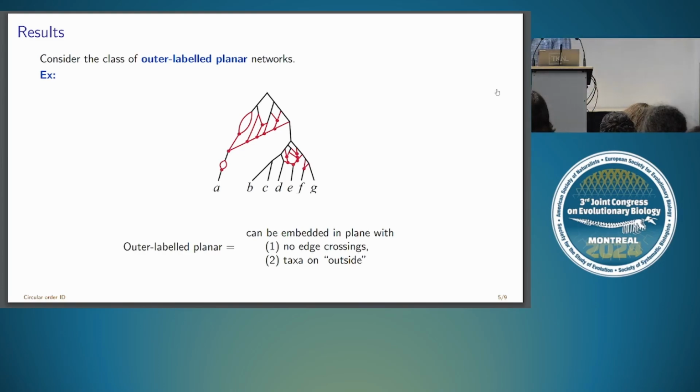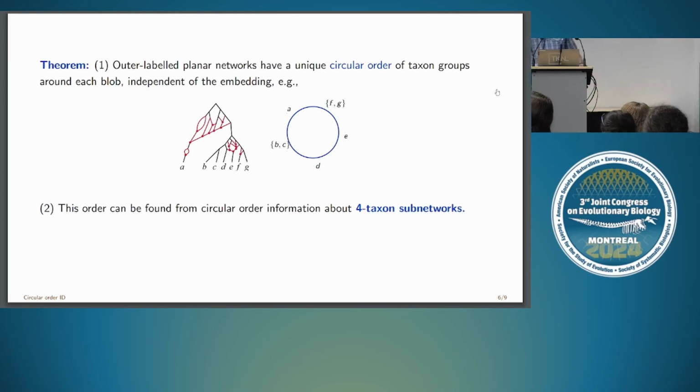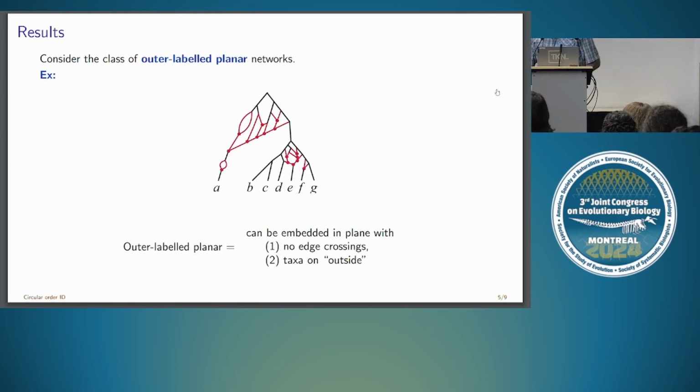So to give you an idea of what the restriction is, if off of one of these edges in the middle here, I had a taxon coming down, then I would have to put in an edge crossing. So I can't have that situation. The taxa have to be on the outside when we draw it without any crossings.